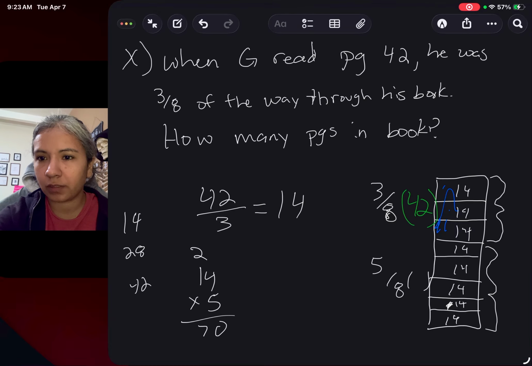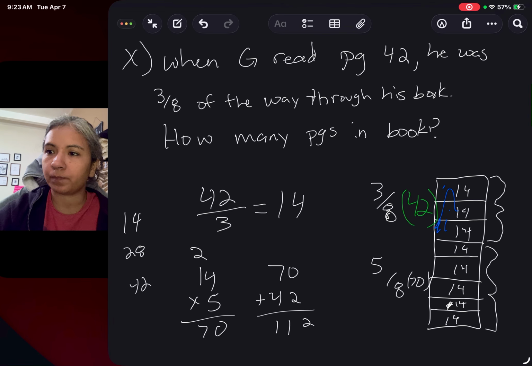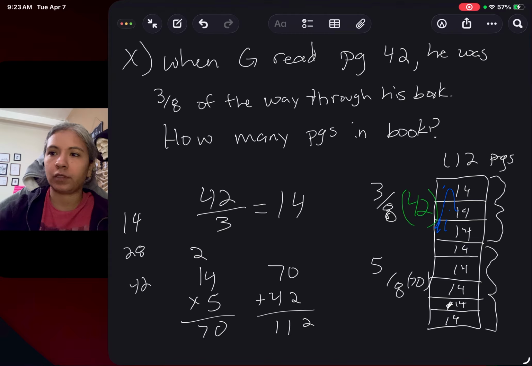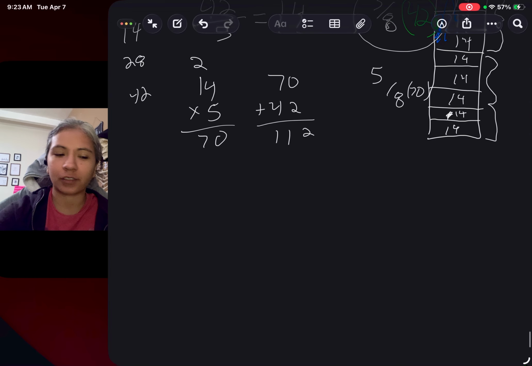We know that's 70. So 70 and 42 should be 112. So there are 112 pages in Grayson's book. And so we use what they gave us, the fraction, and how far he was through, to figure out how many in the whole book. So we can find the whole just by knowing the fraction.